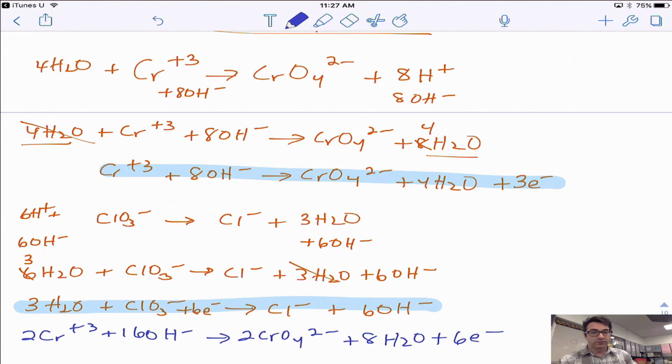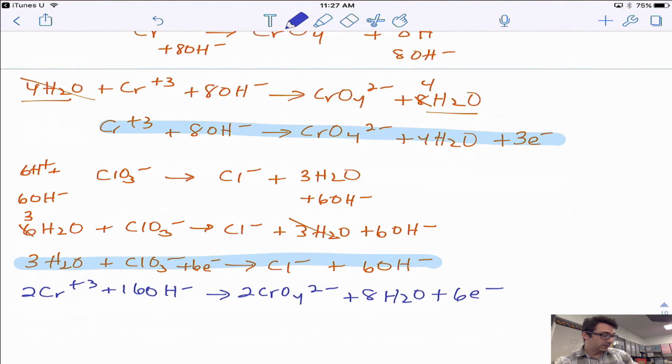And so now I can go through and balance them and cross out the like terms. I can see right away that the waters are going to cross out, and we'll cross those out in yellow here. The 3 waters will cross out with the 8, and I'll be left with 5. And then the OH minuses, 6 of them will cross out with 6 over here, and we'll be left with 10. And then the 6 electrons will cross out with the 6 electrons, and now we can just put these together, add it up. We'll do a different color. It'll look a little bit better.